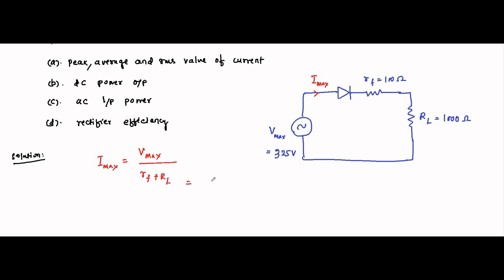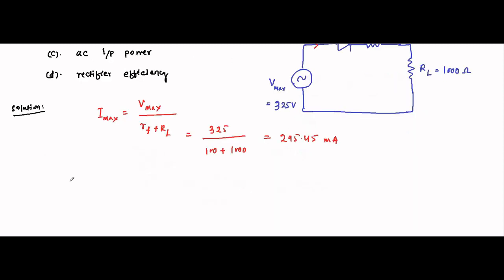That is equal to 325 by RF, which is 100, plus RL, which is 1000 ohm, which is 325 by 1100 ohm. That is equal to, if we express it in terms of milliamperes, 295.45 milliampere. This is the maximum value.